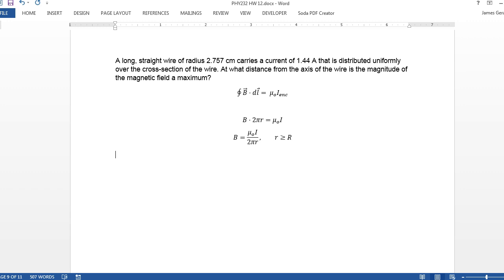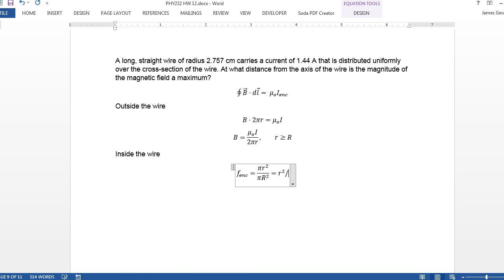What happens inside the wire? This was all outside the wire. Inside the wire, just like in the previous problem, we have to figure out what fraction is enclosed. So we take the ratio of the area enclosed divided by the total area, which just ends up being this. That's the fraction of the current enclosed.